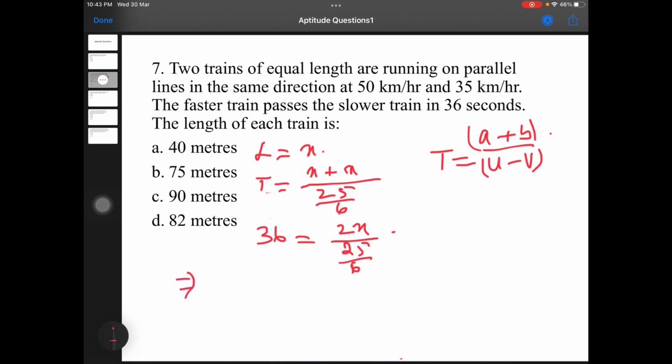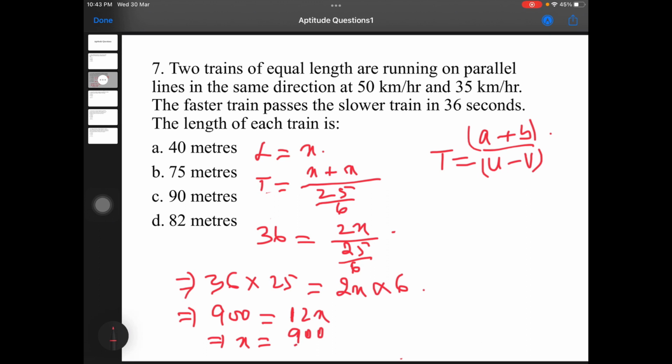And from here it follows 36 multiplied by 25 is equal to twice x multiplied by 6. If we multiply 36 with 25 we will get 900. So twice x multiplied with 6 we will get 12x. So from here it follows x equals 900 divided by 12, which is equal to 75.